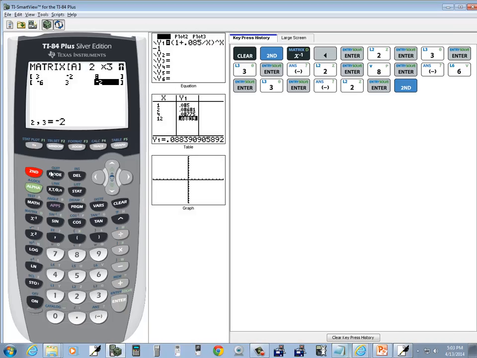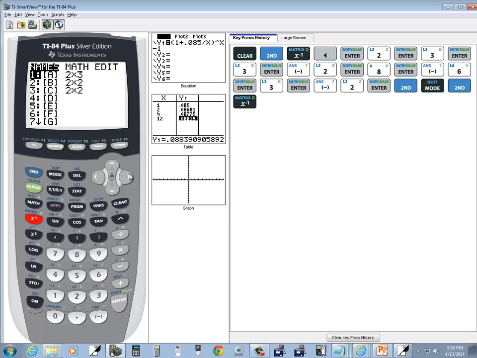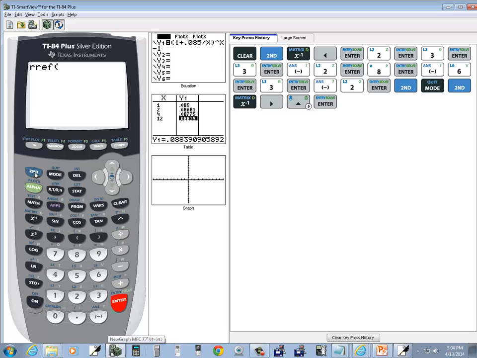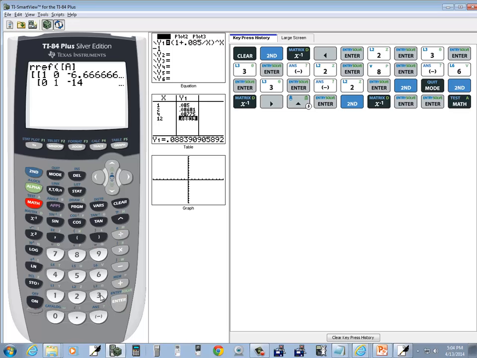Exit out, do second mode, go back in the matrix menu, second x and negative 1, right arrow to math, up arrow to RREF. Enter on that, go back in my matrix menu, second x and negative 1, enter on A, enter again. We got decimals, so we'll do math, enter, enter.